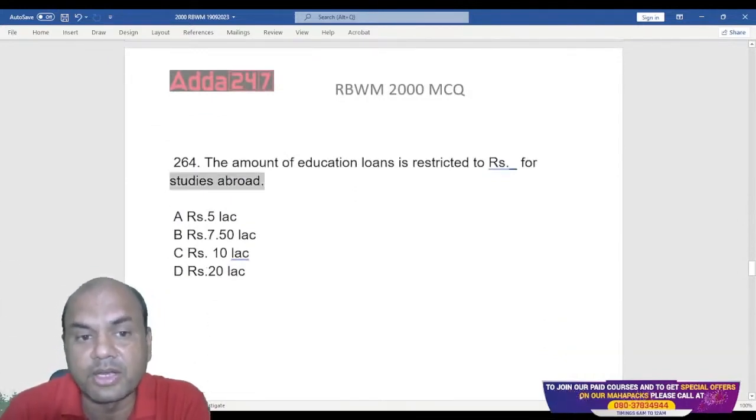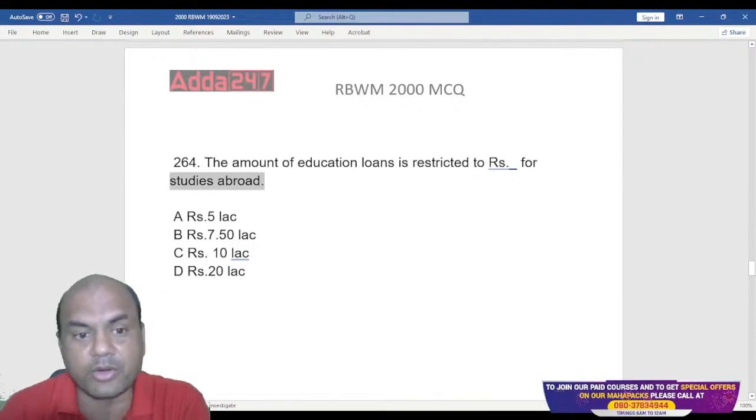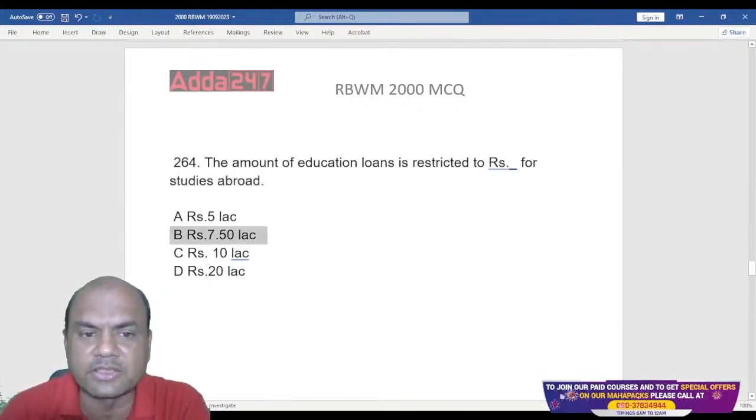Next one. The amount of education loan is restricted to rupees dash for studies abroad. Just now I told you 10 lakhs was for India. So abroad will be what? It will be lesser, 7.5 lakhs. It will be 5 lakhs.